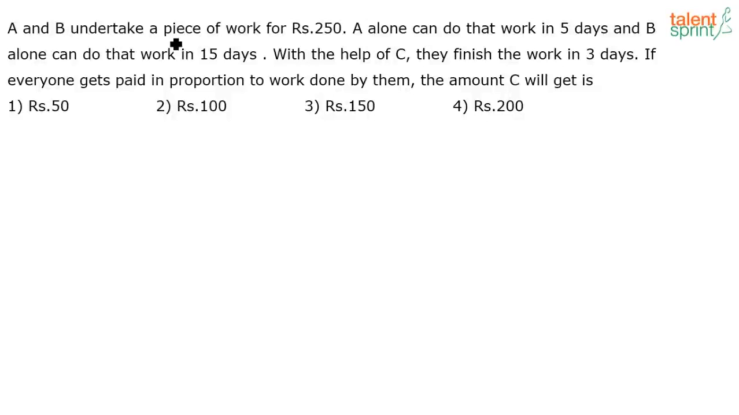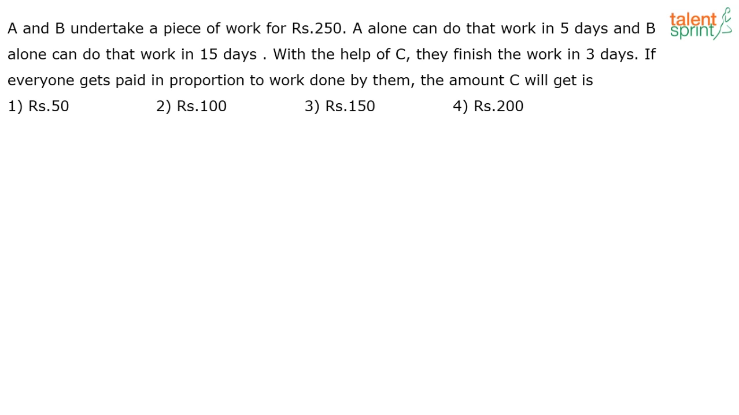A and B undertake a piece of work for rupees 250. A alone can do that work in 5 days and B alone can do that work in 15 days. With the help of C, they finish the work in 3 days. If everyone gets paid in proportion to the work done by them, find the amount that C will get. The amount C will get is dash. Options are 50, 100, 150 and 200.